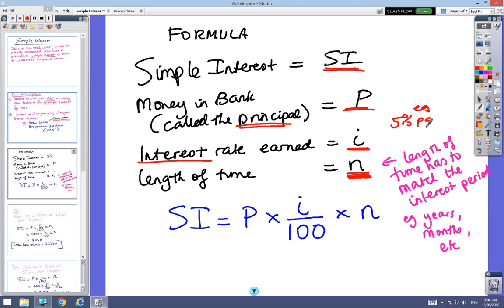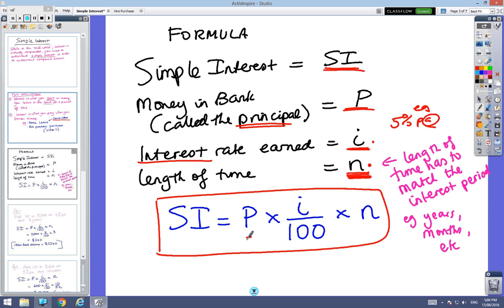So if we've got per annum, which means per year, then the period of time is in years. Some questions might say the interest is per month, and then you have to have months. But this N, the period, has to match the interest rate quoted. And the formula that we use is a really simple one. You just multiply: the principal times the interest over 100, like 4% is 4 over 100, times how long it's in the bank for. So you need to copy that down. And when you're ready, come across to the next slide.